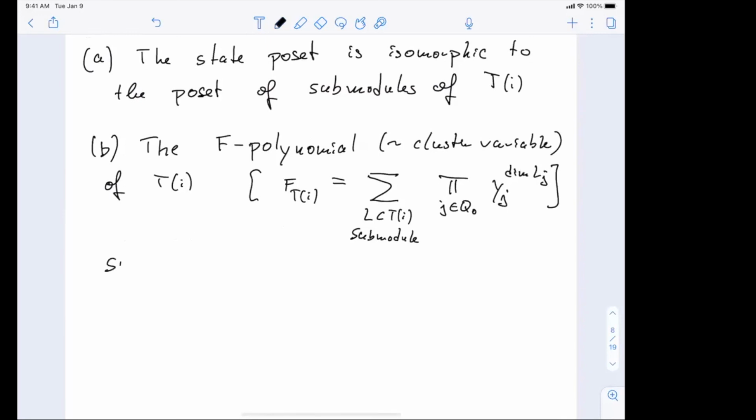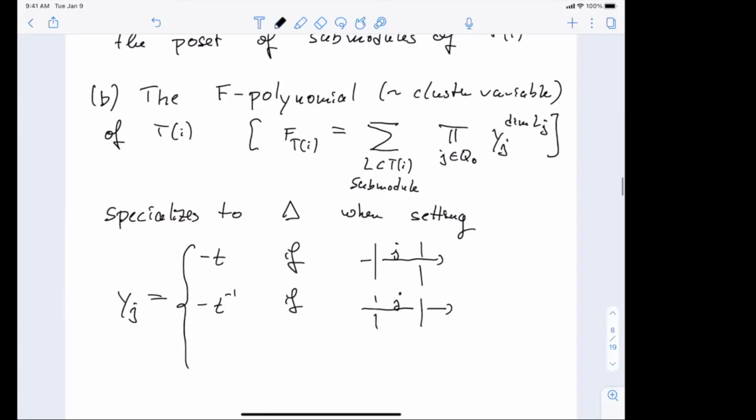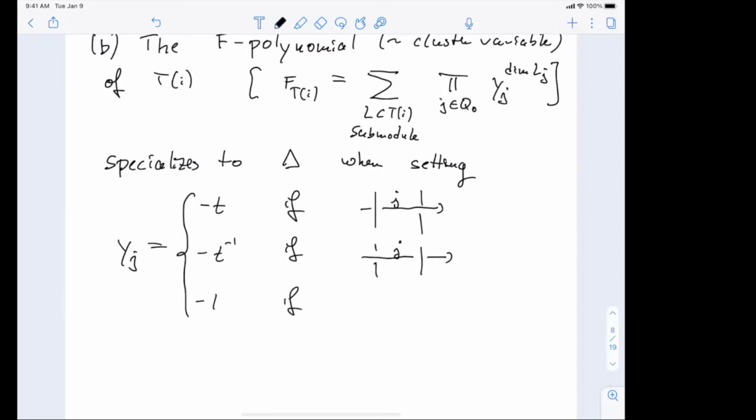The F polynomial specializes to the Alexander polynomial. Under which specialization you have to set Y_j equal to negative t if the segment j goes from an undercrossing to an overcrossing, negative t inverse in the opposite situation, where the segment j goes from an overcrossing to an undercrossing, and -1 if neither of the 2 cases happens. So if you have j either stays below or stays above.